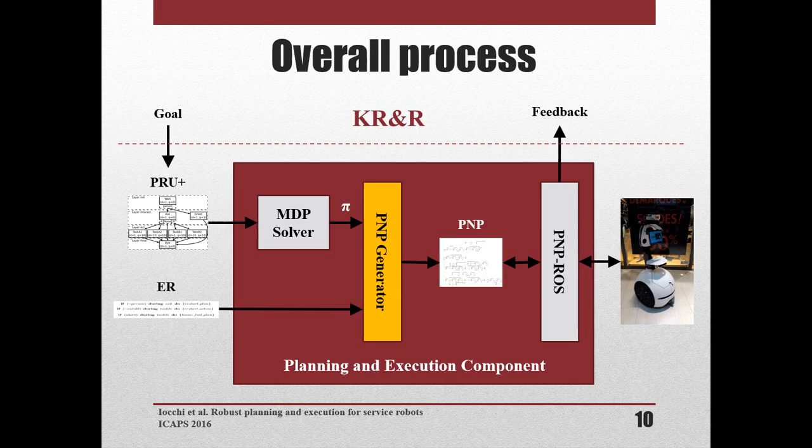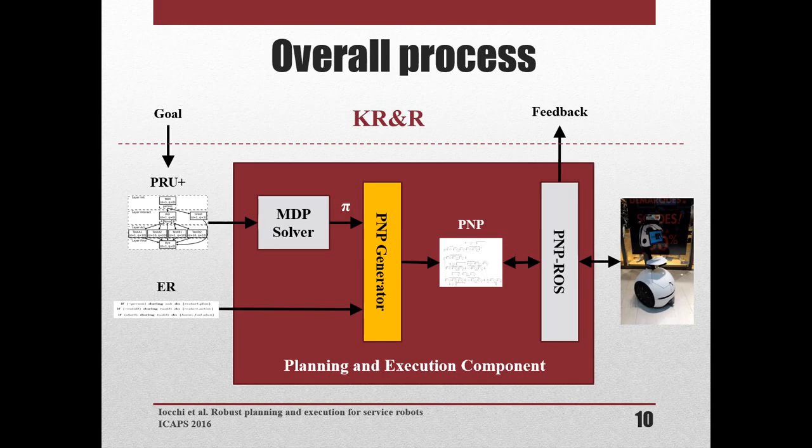So here in this picture you see two plans. This is the plan that is generated by the planner, and this is the plan that is generated after the PNP generator part. So in this way we are introducing a new level between planning and execution. It is a level that you can call plan refinement. This level has the goal of improving the robustness of plans.